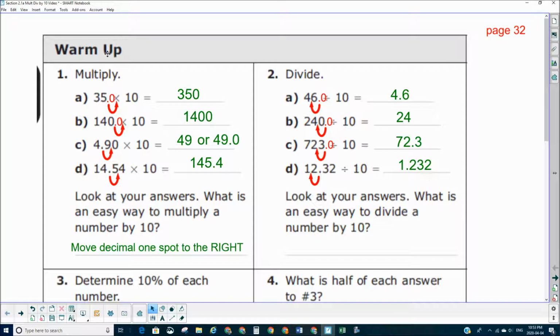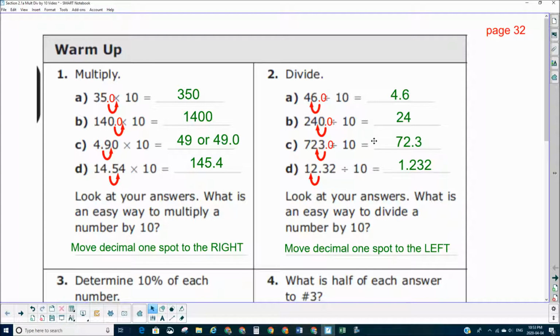So it looks like when you're multiplying by 10, you move one decimal place to the right to get bigger numbers. If we're dividing by 10, we're going to move one decimal place to the left, and we get smaller numbers. So that's great. This is going to be a really handy thing when we're doing some estimating later on.